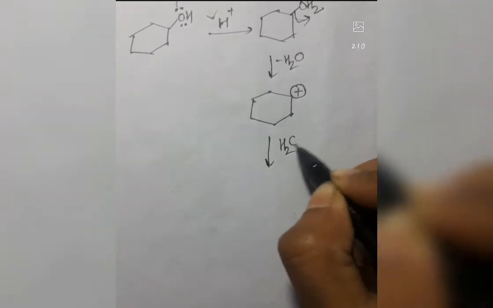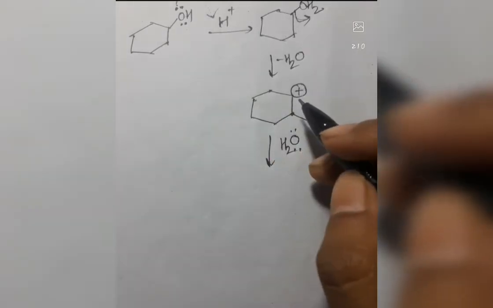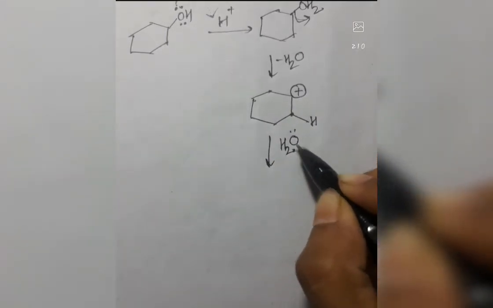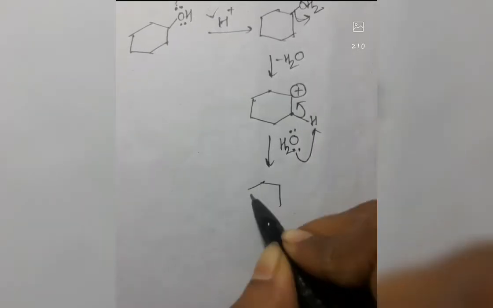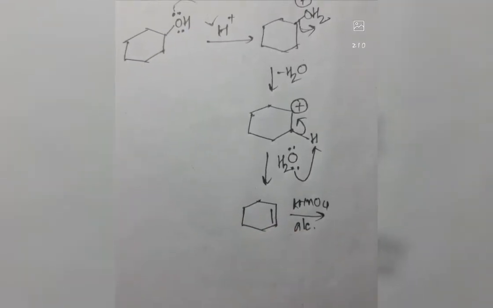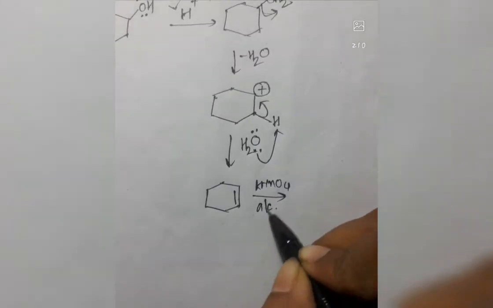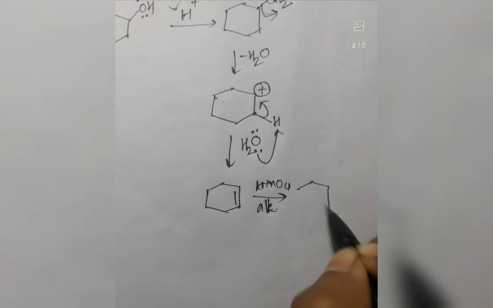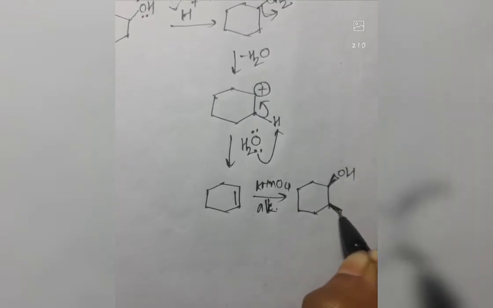intermediate. Now, as we know, water is not a very good base. Still, as this carbocation intermediate is a very reactive species, water is a good enough base to abstract this proton and give us the cyclohexene. Now, the cyclohexene obtained is very easy to convert into cis-1,2-diol by using an alkaline potassium permanganate reagent, and we will get our cis-diol. And the mechanism we have seen in the video earlier on this page.